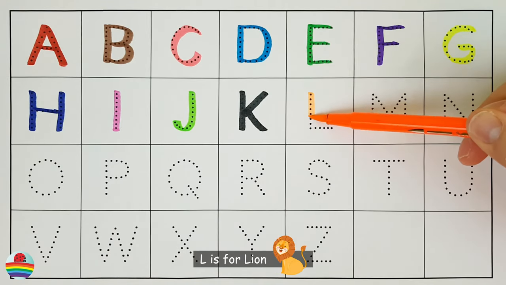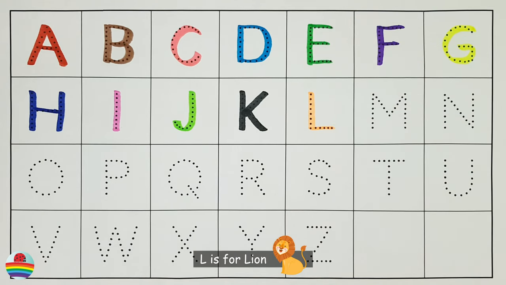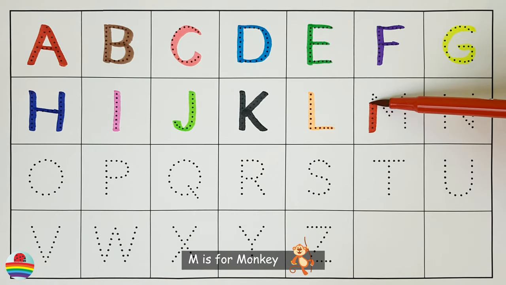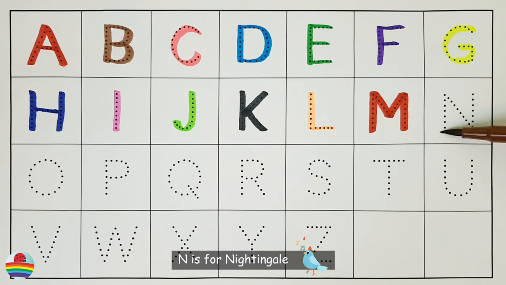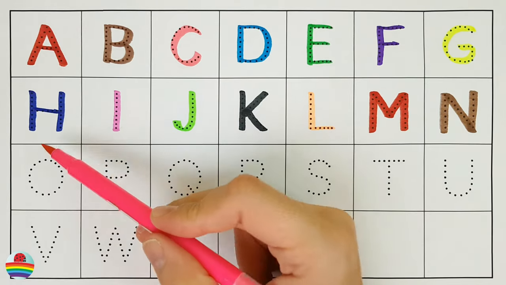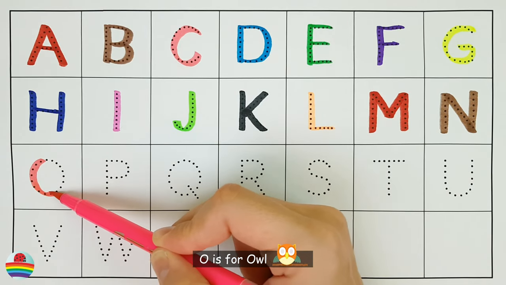L is for lion. M is for monkey. N is for nightingale. O is for owl.